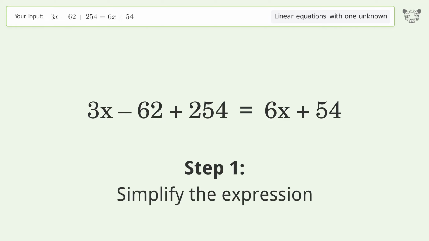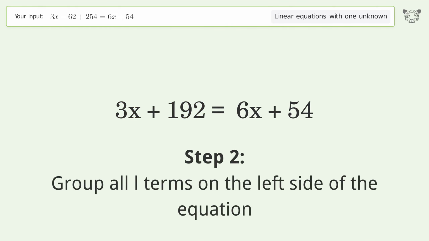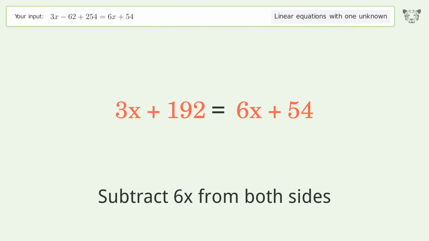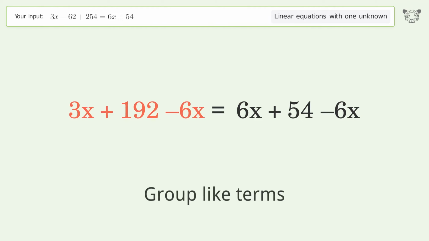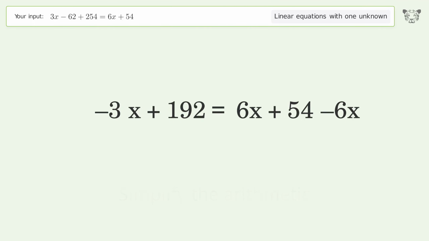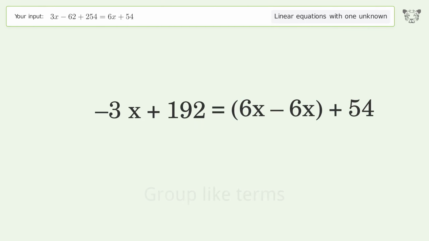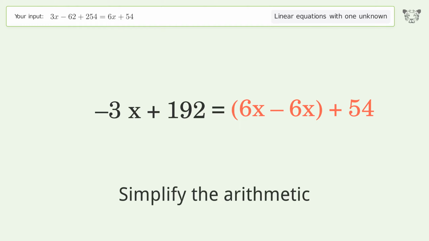Simplify the expression. Simplify the arithmetic. Group all x terms on the left side of the equation. Subtract 6x from both sides. Group like terms. Simplify the arithmetic. Group like terms. Simplify the arithmetic.